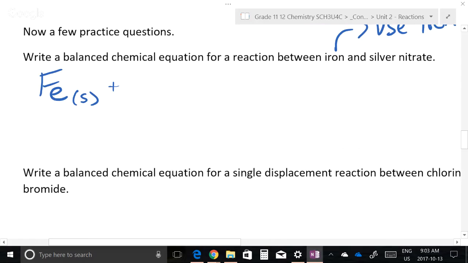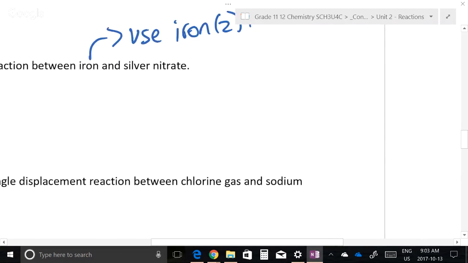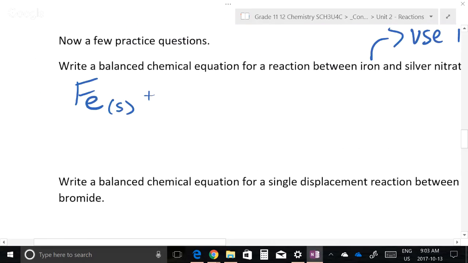Now for silver nitrate, I'm going to have to do a little rough work in the margins, right? What's silver? Ag. What charge does it take? Nice. What's nitrate? Great. Do I have to mess around with this, or is it nice? It's nice. Great. So what's the formula? AgNO3. Very good.